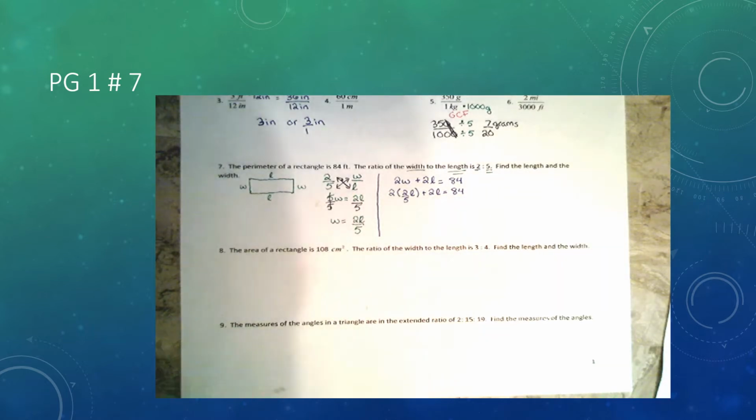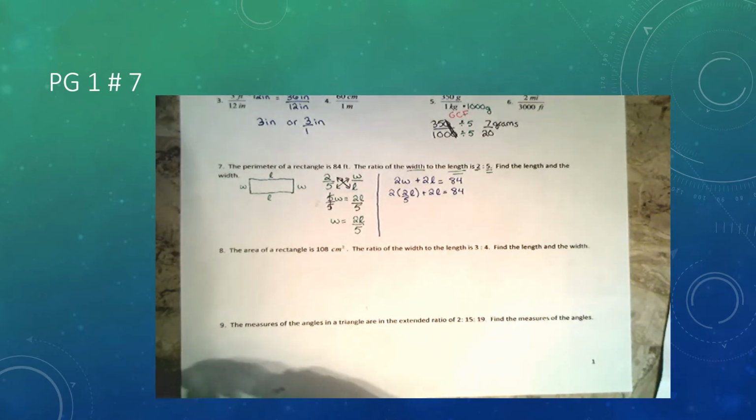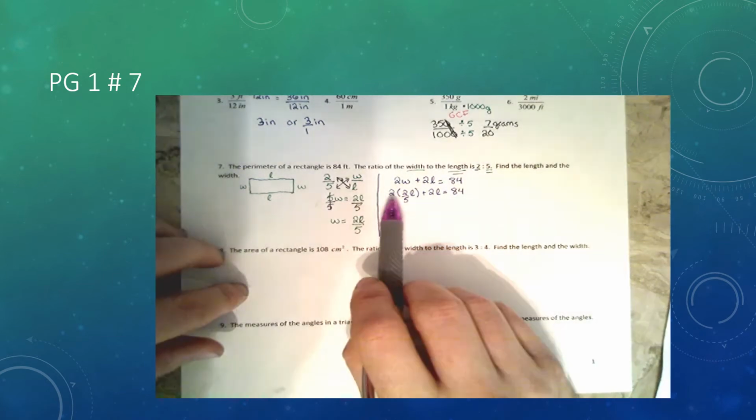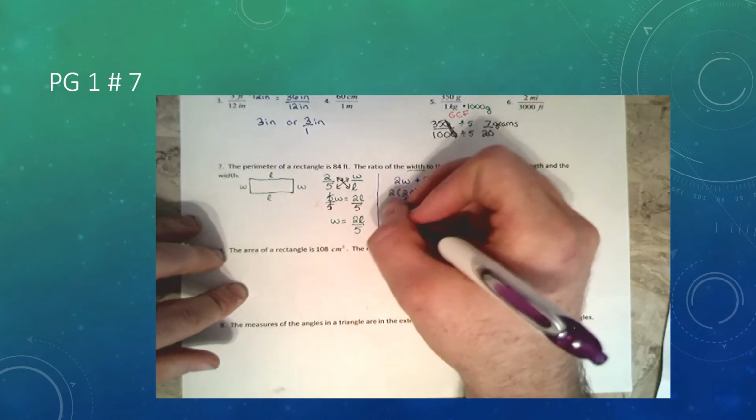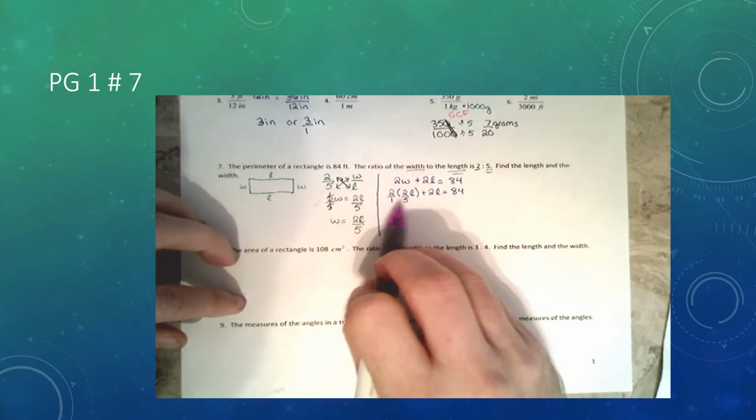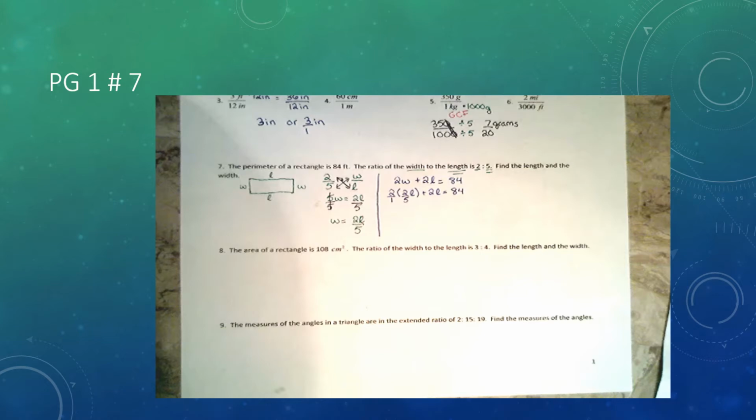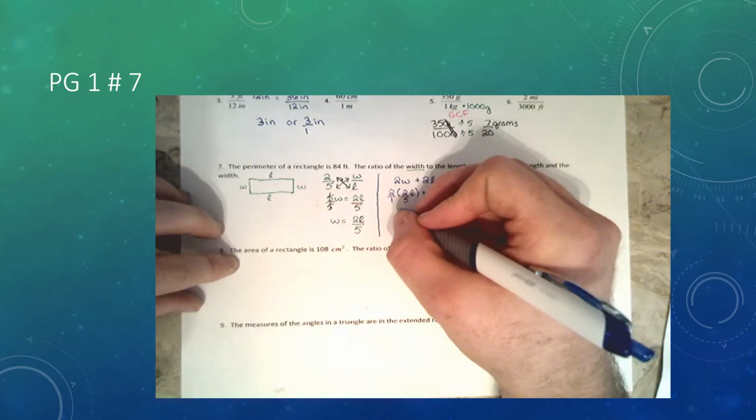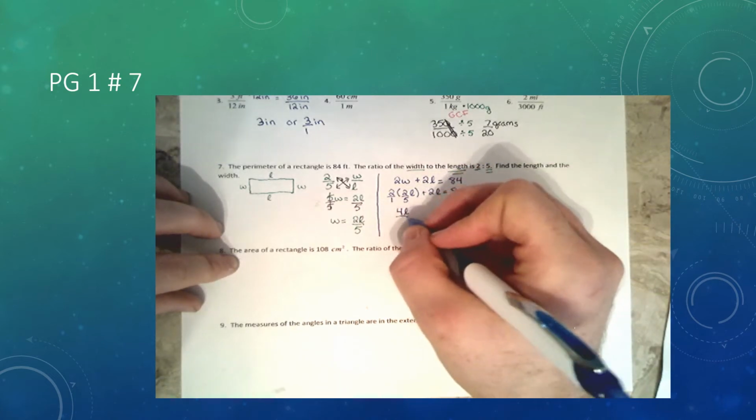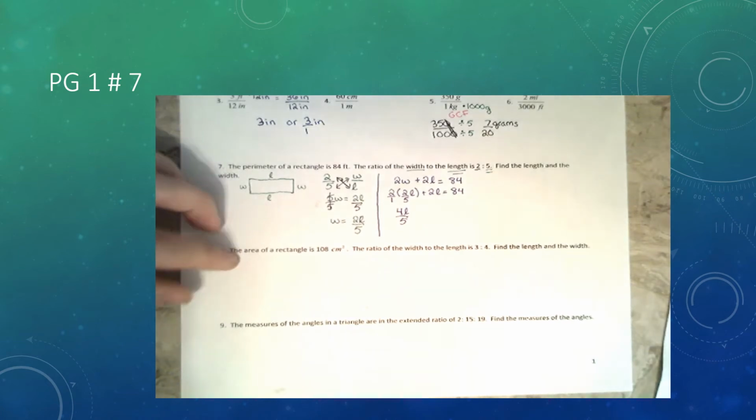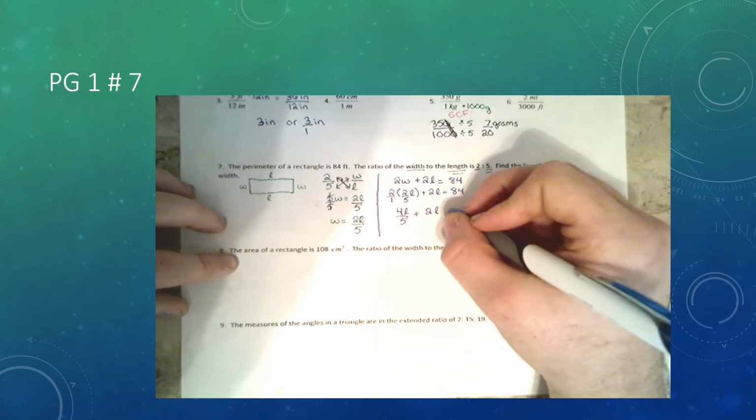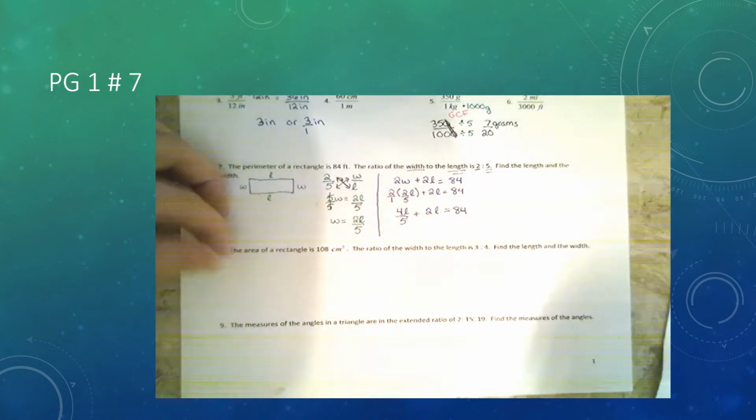I want you to remember that when you multiply fractions, the denominator does not have to be the same. So in this case, I can multiply 2 with 2 over 5. The way I'm going to do that, I'm going to put 2 over 1. Numerators multiply together, denominators multiply with each other. So I'm going to have 2 times 2 is 4, so I have 4L. 1 times 5 is 5. So 4L over 5 plus 2L equals 84.